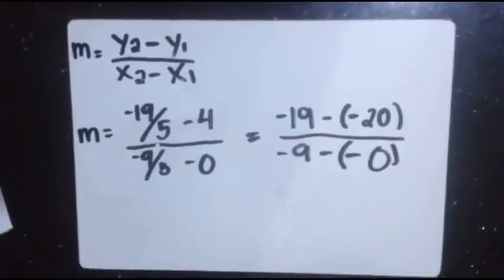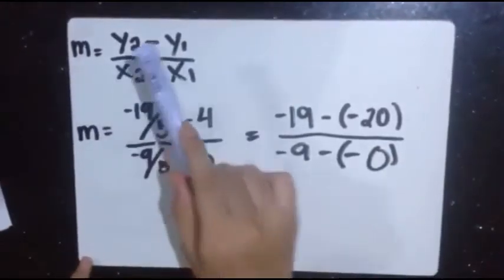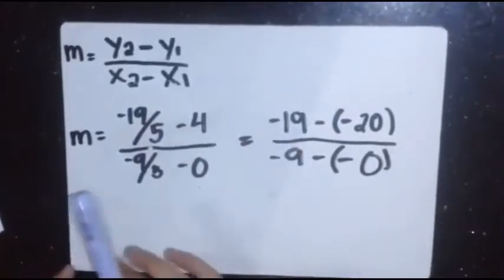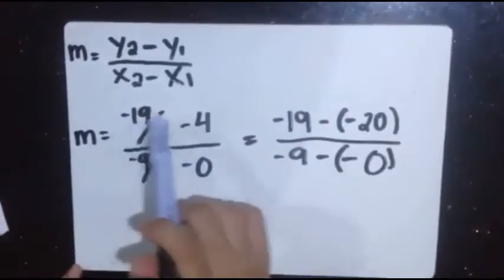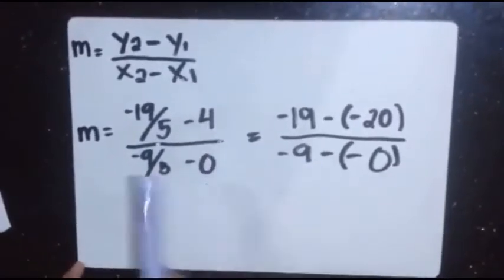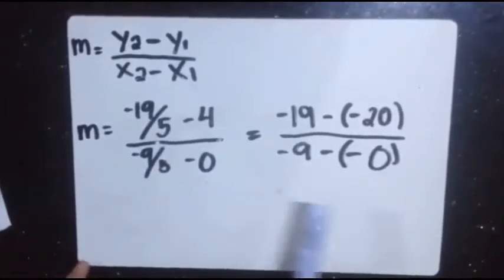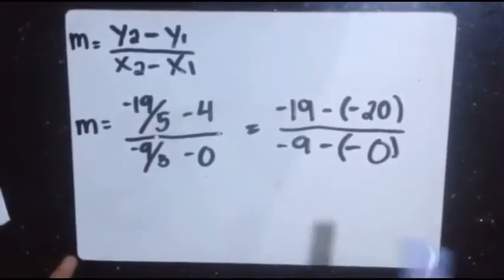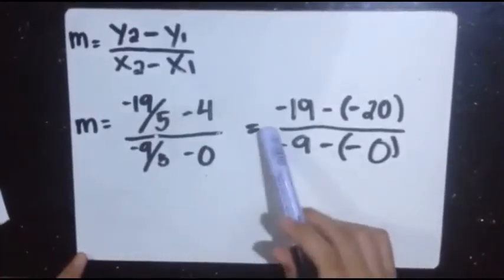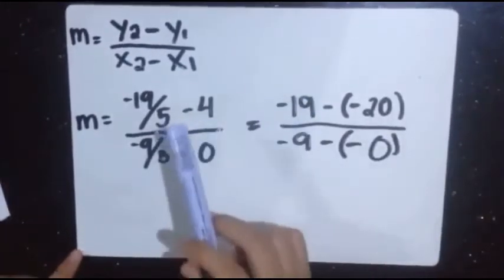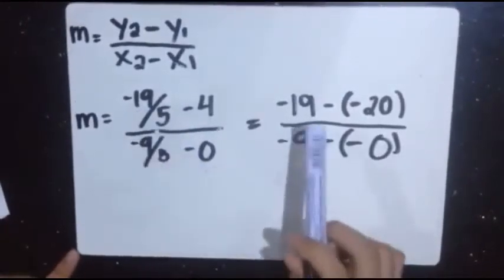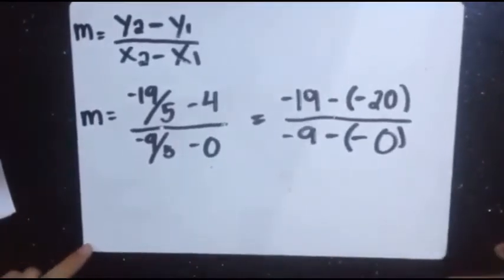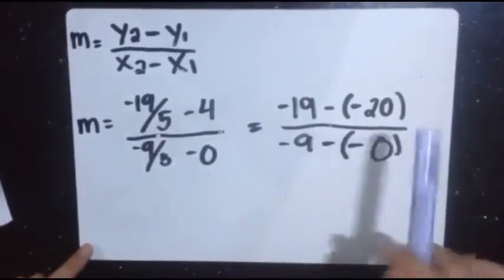To solve this problem, you will be using the formula m equals y sub 2 minus y sub 1 over x sub 2 minus x sub 1, as I said earlier. Then I will substitute it, so it will become negative 19 over 5 minus 4 over negative 9 over 5 minus 0. Then it is a complex fraction, so you'll find the LCD and then divide and multiply. So it will give us negative 19, because 5 divided by 5 equals 1 times 19, so negative 19. Minus negative 20, because 5 divided by 1 times 4 gives us negative 20.